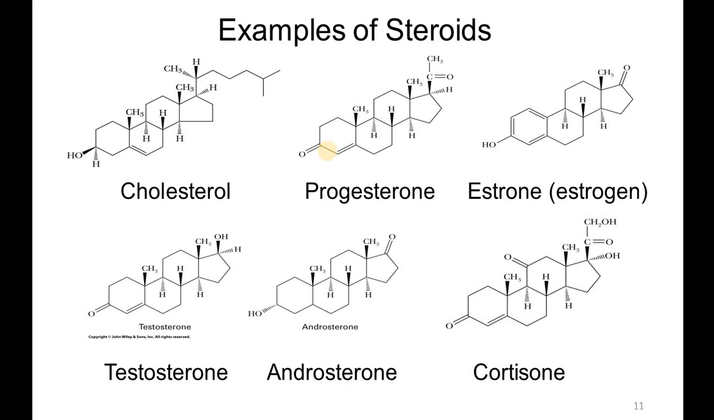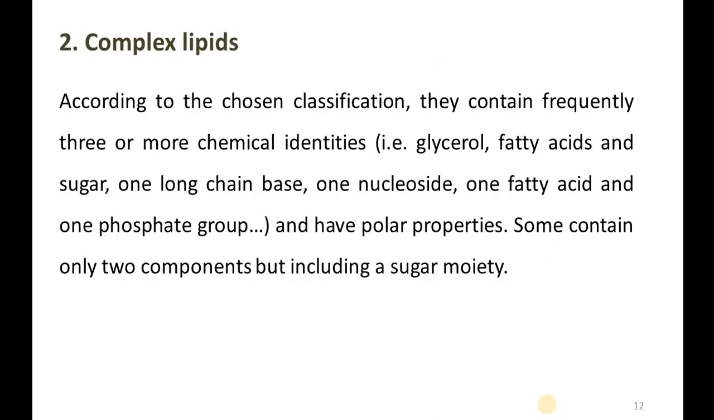These are some examples of steroids. A well-known example is cholesterol. As you can see, this tetracyclic ring is there. Then progesterone, again a hormone. Estrogen, a hormone of the female reproductive system. Testosterone is a hormone of the male reproductive system. Aldosterone is again a hormone, and cortisone is again a hormone. So these steroids are actually hormones. The hormones are made up of steroids. Apart from cholesterol, all of these are hormones.